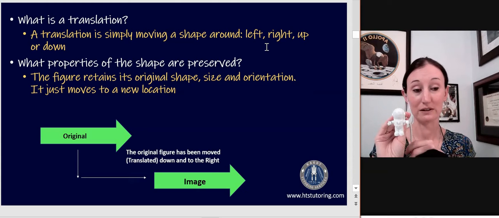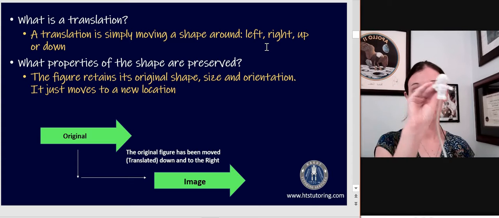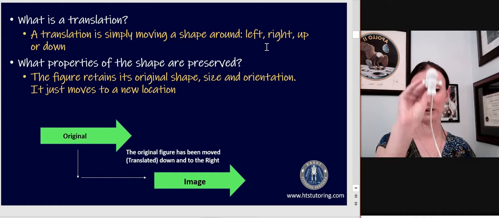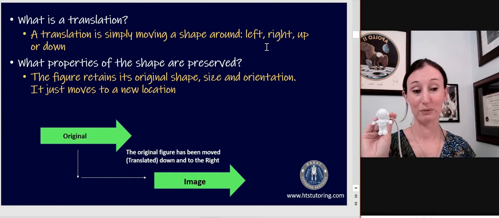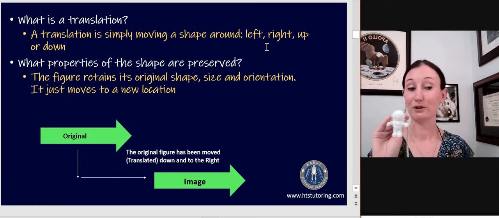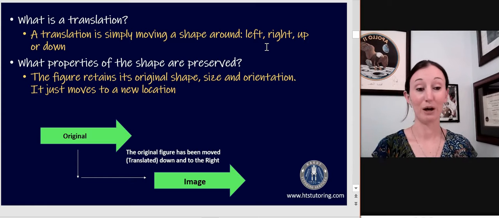So I'm going to translate this little astronaut up. We have just translated the astronaut up. Now we can move him down, side to side. These are all translations, just moving the shape around. Don't change its orientation, don't change its size, nothing. We're just moving it.